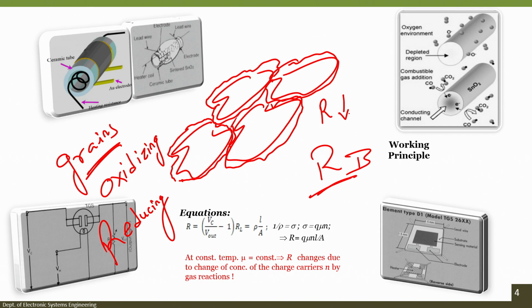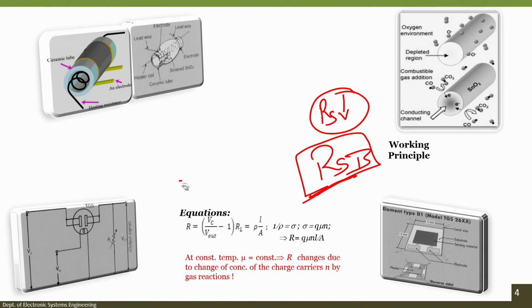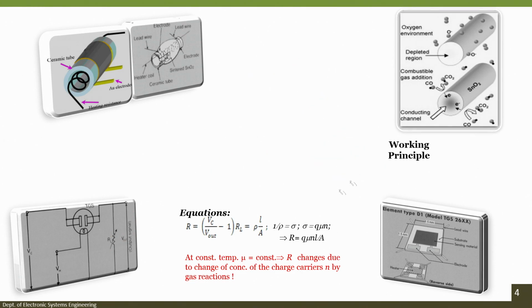So, based on what kind of gas we are using, whether it is an oxidizing gas or a reducing gas, we will see a change in the resistance. This initial one is the base resistance or sensor base resistance. This is the sensing resistance, which is different from the base resistance. Either this resistance would decrease or it would increase. That is the basic principle behind the gas sensor, or metal oxide gas sensor in particular.